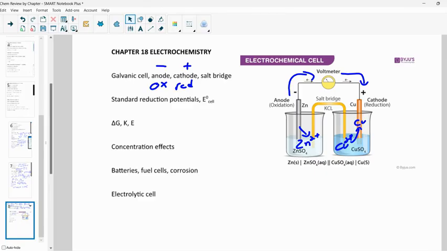The salt bridge is there to balance that out. Here, since we're losing the electrons, the Cl's would be drawn this way. Here, since the electrons are flowing this way, those K pluses would go to try to balance out those charges.